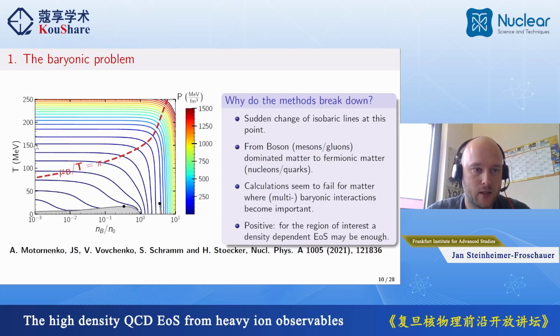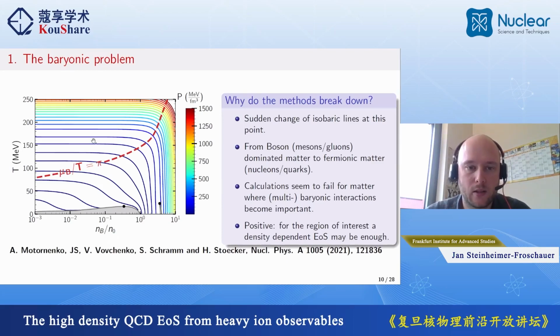That means that your matter is really dominated by those degrees of freedom where we don't care about density, which are mesons or gluons, or q-qbar pairs. And if you then go to higher density, these lines immediately shift and become vertical, which means that temperature doesn't really matter.